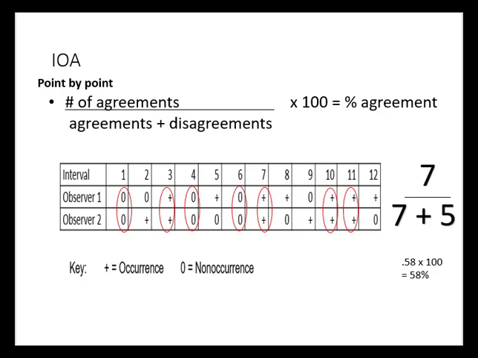In this data, we have 7 agreements and 5 disagreements. Using the point-by-point agreement method, we can calculate an interobserver agreement of 58%. In this case, we would want to revisit the behavior, make sure it's operationally defined, and retrain our observers because we'd want to strive for an interobserver agreement rate of 80% or greater.